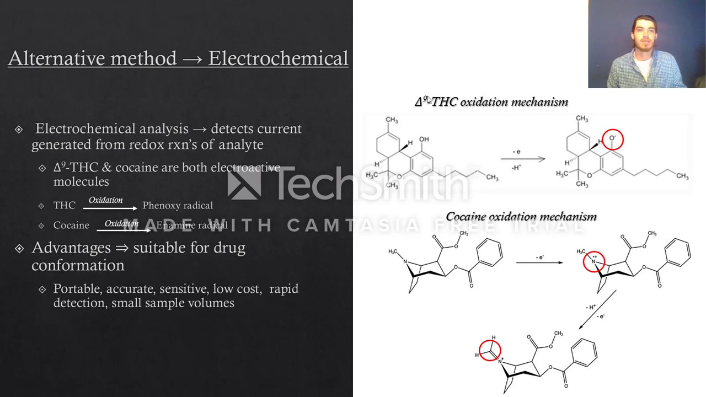Alternatively, electrochemical techniques can be used to analyze a target analyte by detecting the current generated from an oxidative or reductive reaction. This is possible because THC and cocaine are both electroactive molecules. The THC molecule and other cannabinoids contain a phenol group that undergoes oxidation and exhibits a typical phenolic electrochemical response. Also, cocaine molecules contain a tertiary amine group that undergoes oxidation and generates a radical intermediate, which is immediately followed by a concerted proton-electron transfer.